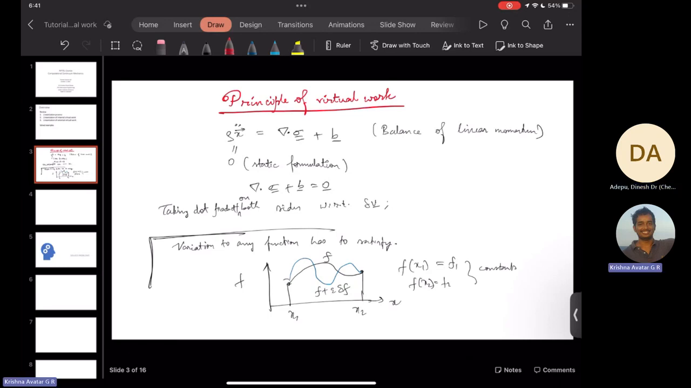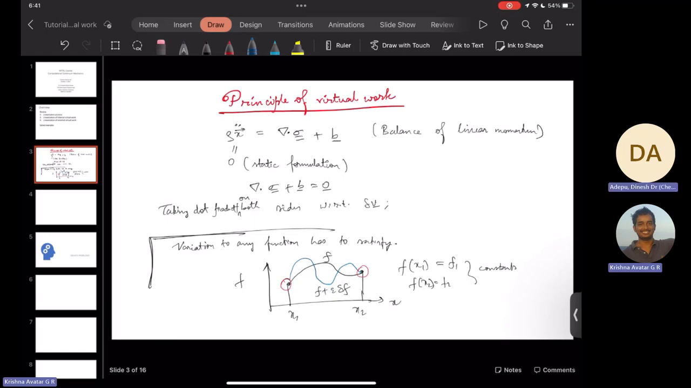Except at these 2 points, we are allowed to change the value of f by introducing that variation everywhere. That's because we have fixed the values of the function at both the ends. These are like boundary conditions, or what you call endpoint conditions.